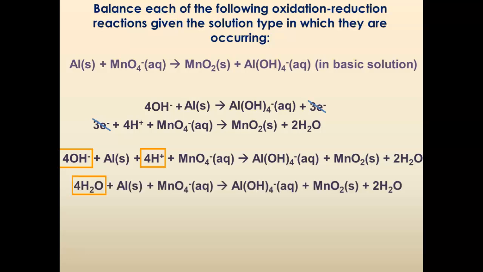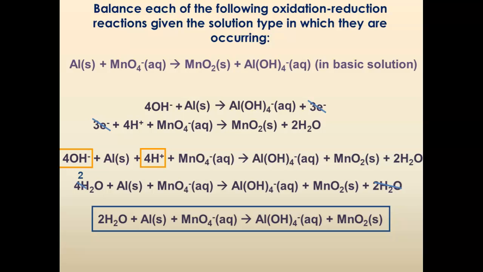I now can simplify my waters because I have 2 waters on the product side and 4 on the reactant side, and that's going to allow my overall water count to go down to 2 on the reactant side. So my final equation is in basic solution but doesn't have any free hydroxide ions present because they are a part of that Al(OH)4- ion that is formed on the product side.